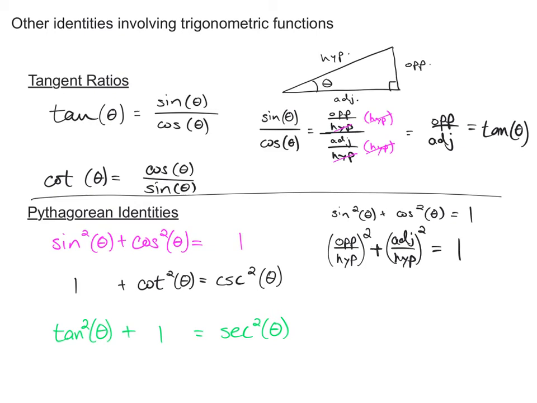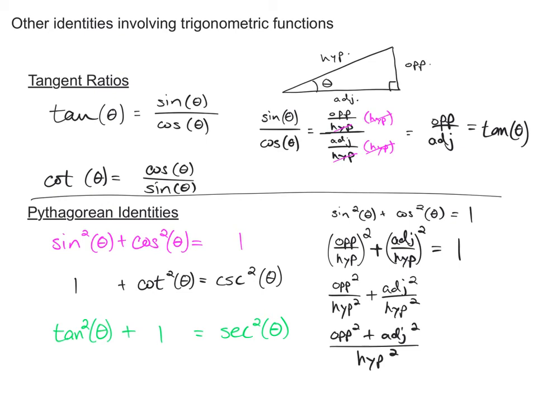So I'm just going to work on the left side a little bit, and I'm going to see if I can manipulate this down to the other side of this equation being 1. So when I square everything here, I'm going to end up with opposite squared over hypotenuse squared plus adjacent squared over hypotenuse squared. And I can actually add these two fractions together because they have a common denominator. So I'll have opposite squared plus adjacent squared over hypotenuse squared.